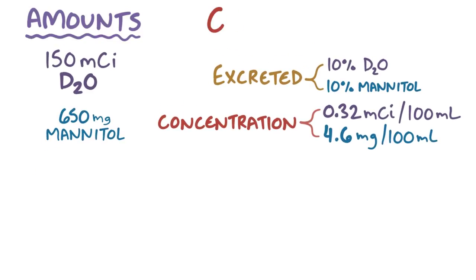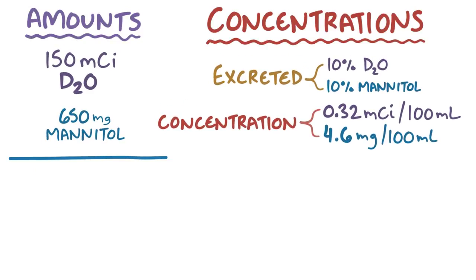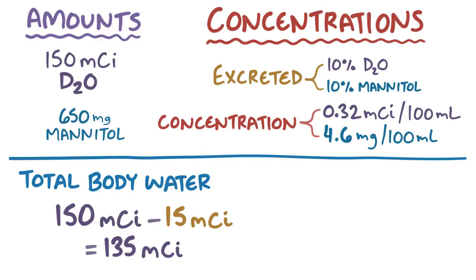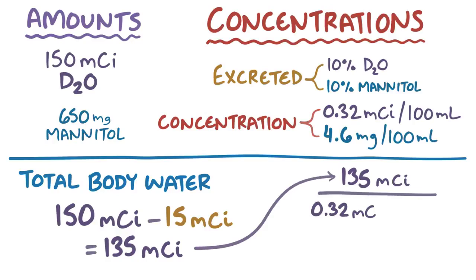Now that we've got our amounts and our concentrations, we can figure out the volumes. To figure out the volume of total body water, which will settle in both the extracellular and the intracellular fluid compartments, first, we subtract out the amount of D2O excreted from the total amount. So that's 150 millicuries minus 10% of that, or 15 millicuries, which equals 135 millicuries. Then we divide that amount by the concentration of 0.32 millicuries per 100 milliliters, which gives us the volume of 42.2 liters.